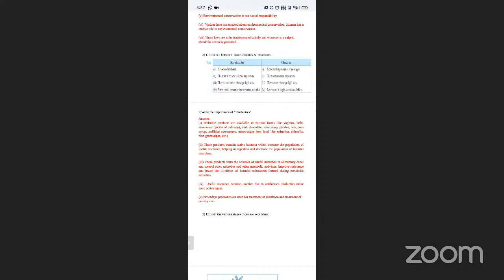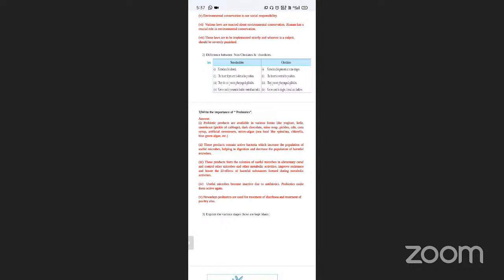Then the third question is, write the importance of probiotics. You are supposed to write the importance of probiotics. So let's see point number 1. Probiotic products are available in various forms like yogurt, kefir, sauerkraut, that is the pickle of cabbage, dark chocolate, miso soup, pickles, oils, corn syrup, artificial sweeteners, microalgae like the seafood spirulina, chlorella, blue-green algae, etc.